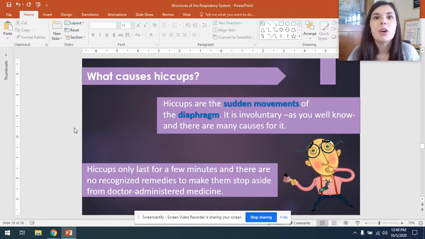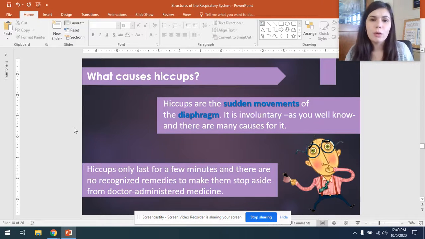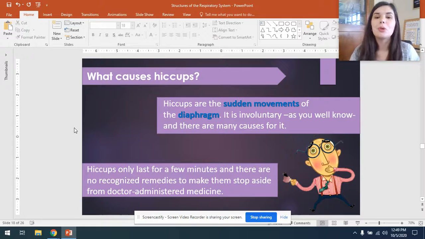Some of the things people have heard of before is like if you scare someone, you can cause their respiration pattern to change and stop the hiccups. If you hold your breath, they say that you can stop your hiccups. So there's lots of different things people have tried, but there's really no known way of stopping hiccups.